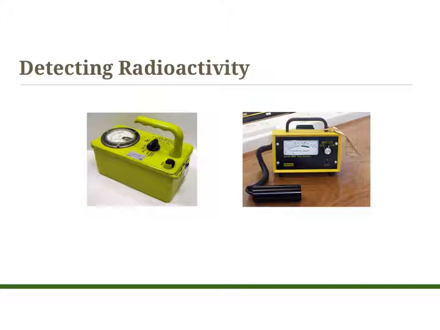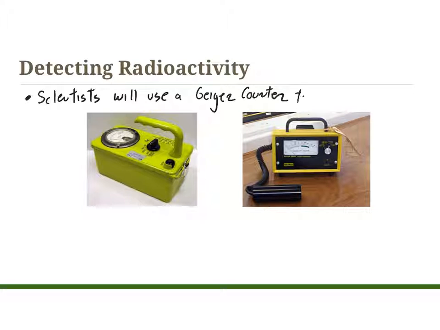So how do we detect radioactivity and/or radiation? Well, scientists will use a tool that's called a Geiger counter. And they use that Geiger counter to detect radiation.